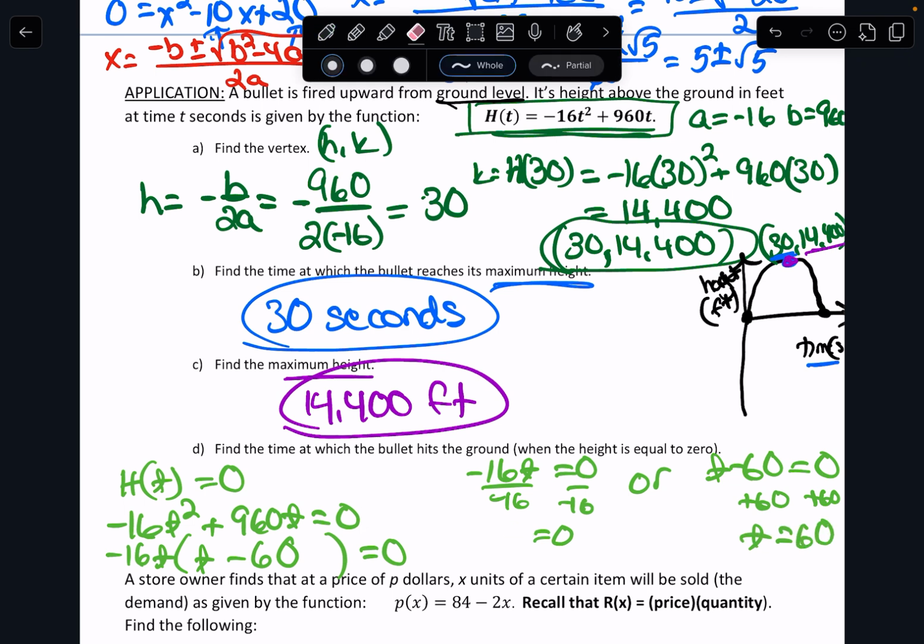Again, this is t. So which one is the one? Find the time at which the bullet hits the ground. We start from t equals 0. The bullet comes back to the ground when t is 60 seconds.